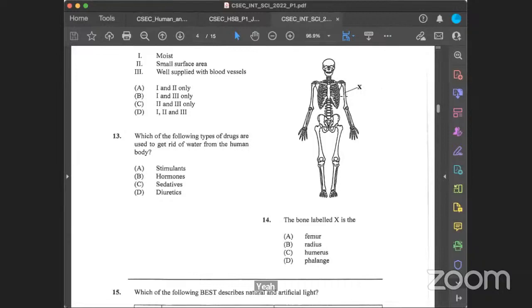What bone is that at X there? Humerus. What are the phalanges? Fingers. Fingers alone? And toes. The toes too. Those are phalanges.